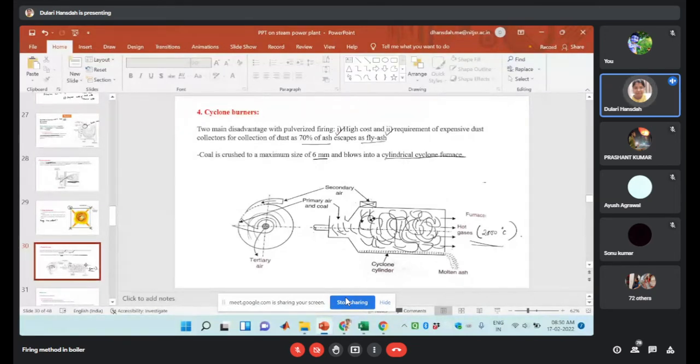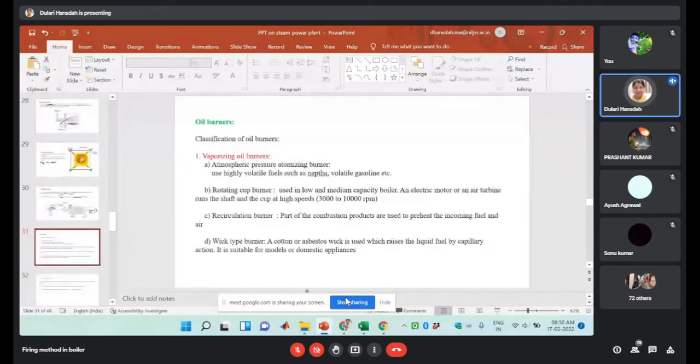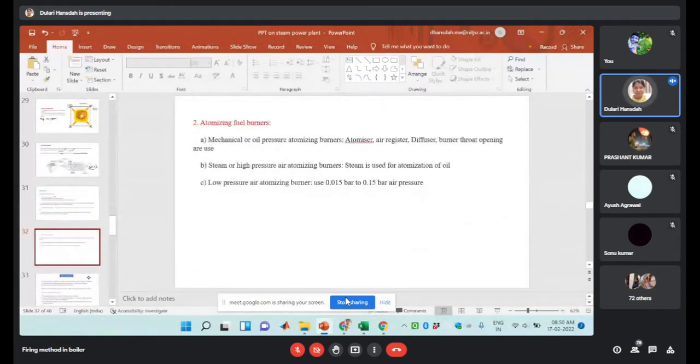Then we are going to discuss the oil burners. Oil burners are classified into different categories. One is the vaporizing oil burners. Another one is the atomizing fuel burners. Okay, so the vaporizing oil burner.